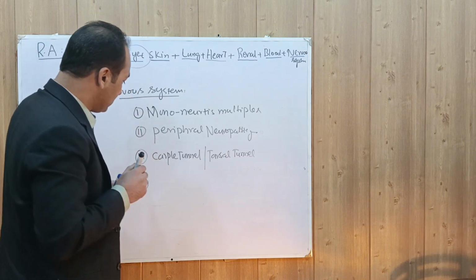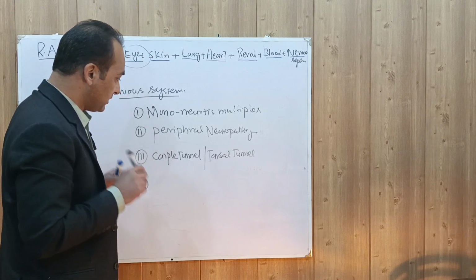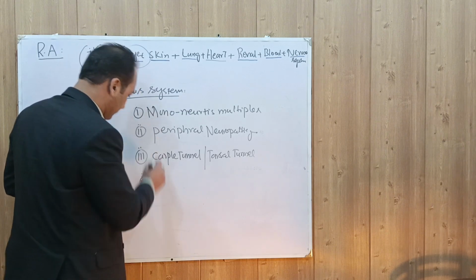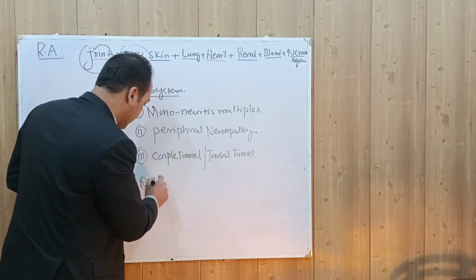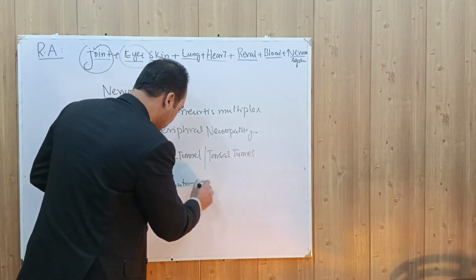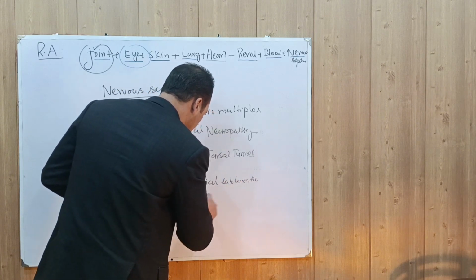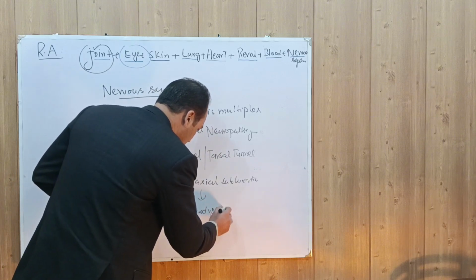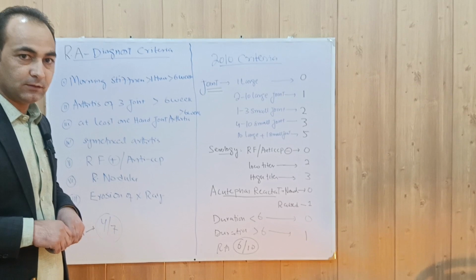And compressive neuropathy in the cervical cord, like atlantoaxial subluxation, will compress the spinal cord and lead to quadriplegia. Atlantoaxial subluxation can lead to compression of the cervical spine and will lead to quadriplegia. So these are the nervous system manifestations of rheumatoid arthritis.